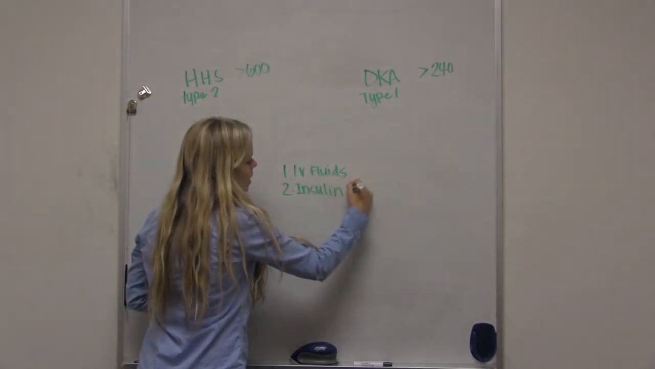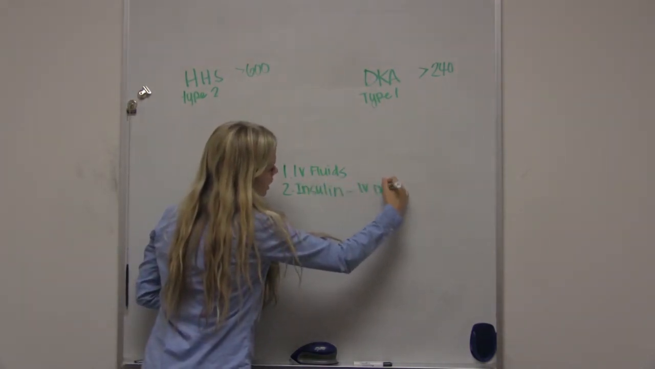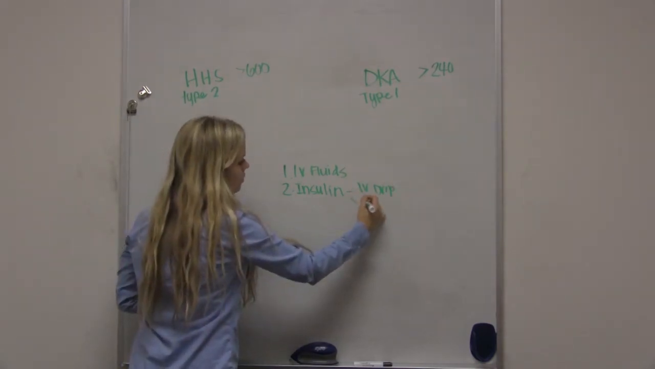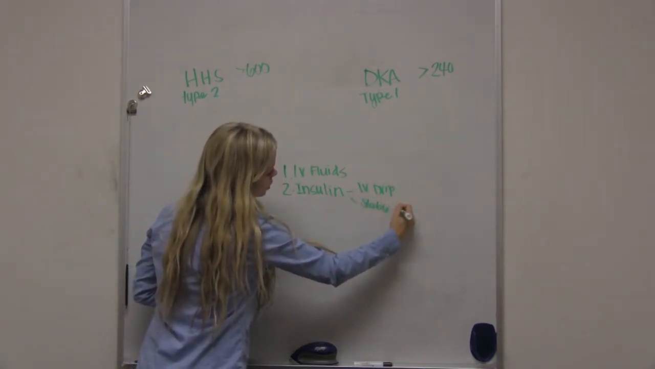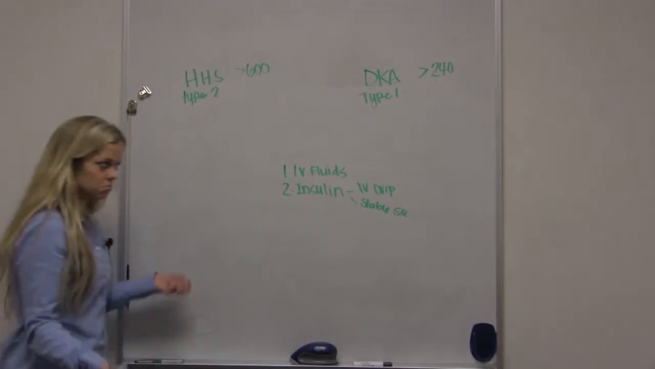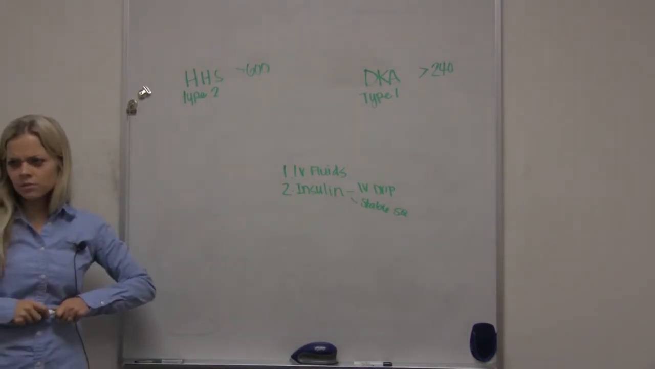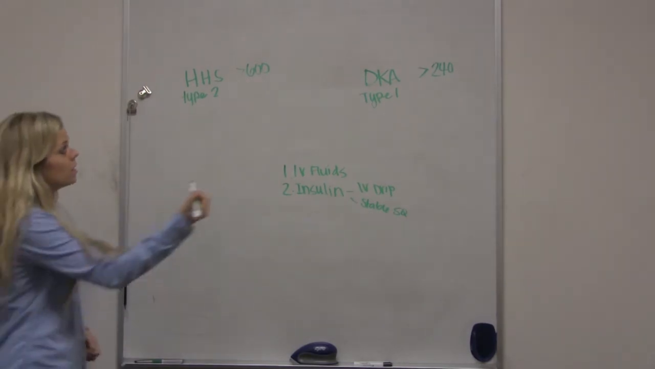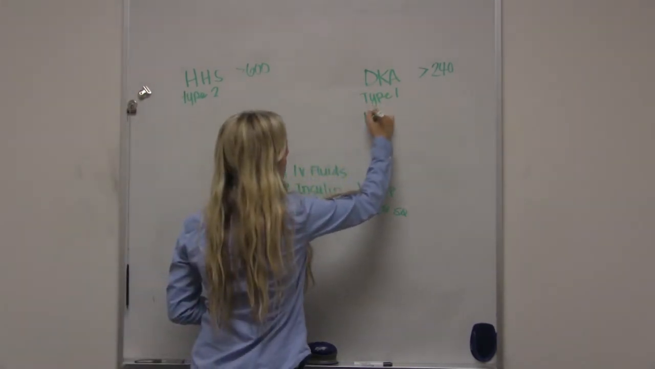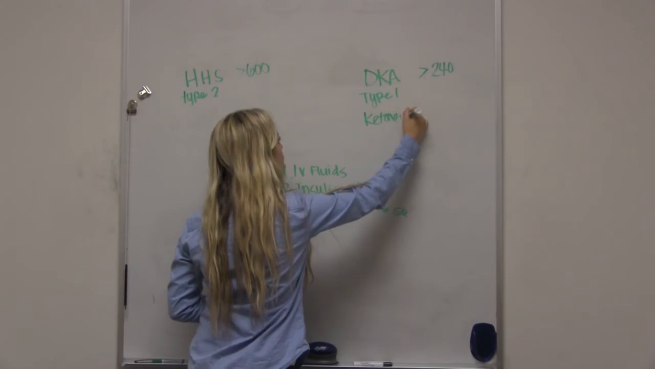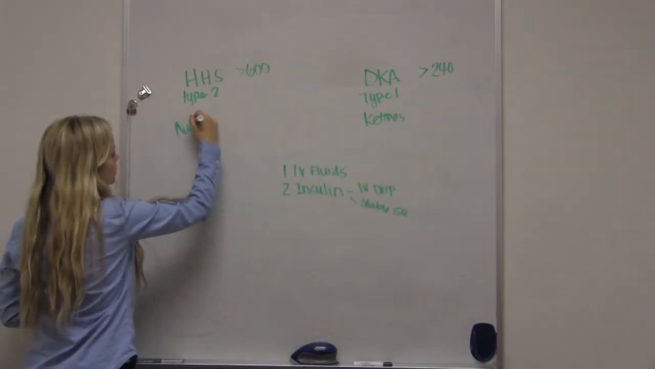Usually in the acute phase, it's an IV drip. And then once the patient is stable, you can do sub-Q insulin. Does that help differentiate? That's the main thing. The main thing is just knowing that this one has the ketones and this one has no ketones.